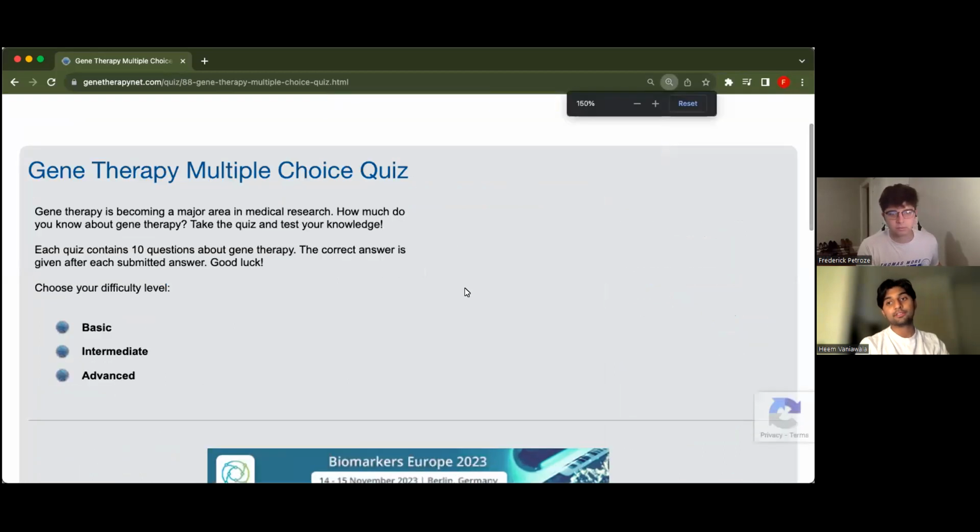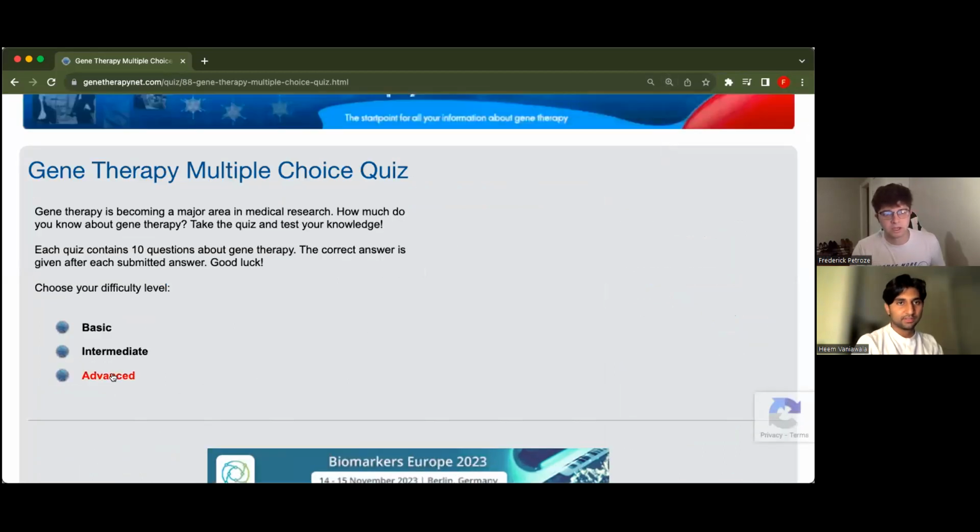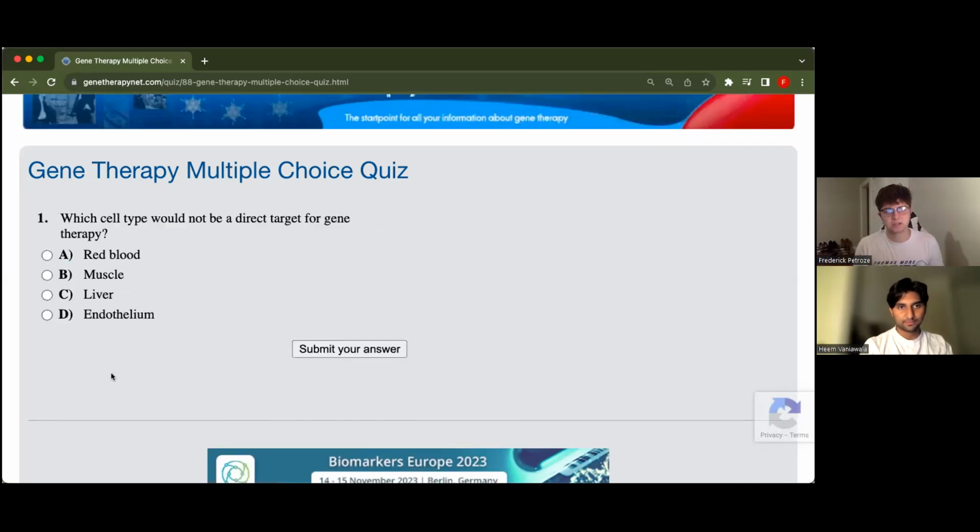Oh, so this is the advanced. Sorry, I said hard. It's the advanced. All right, let's get started. Is this good? Is it zoomed in and everything? Yeah, that's perfect. What cell type would not be a direct target for gene therapy?